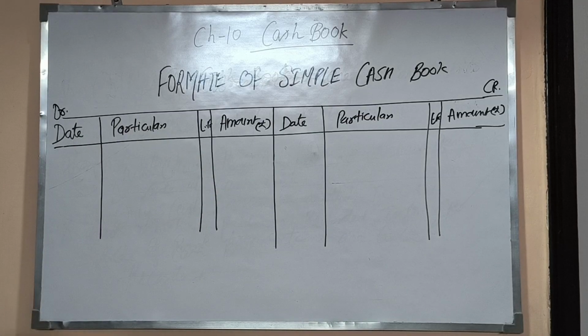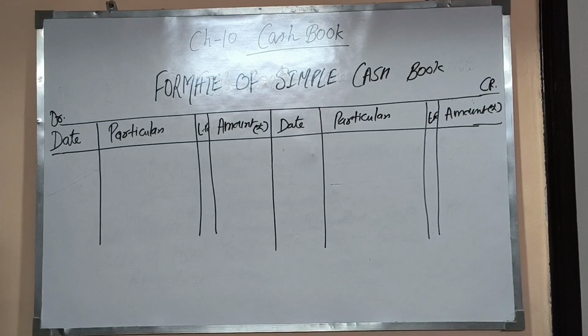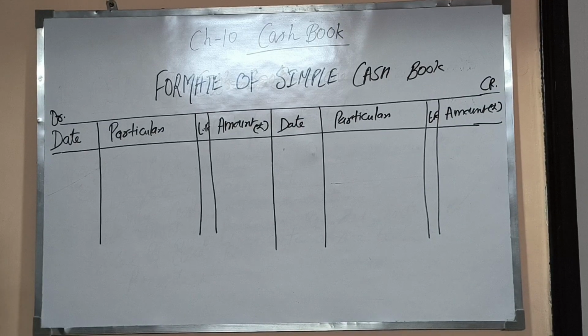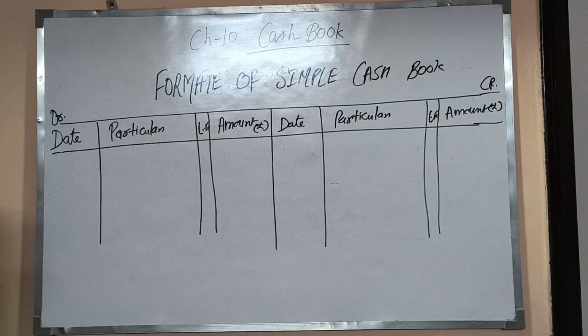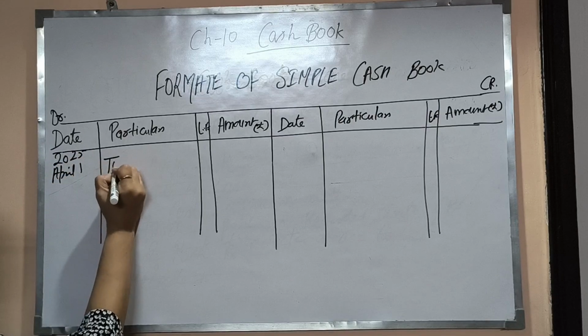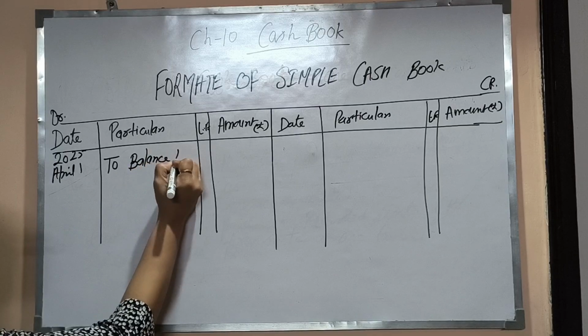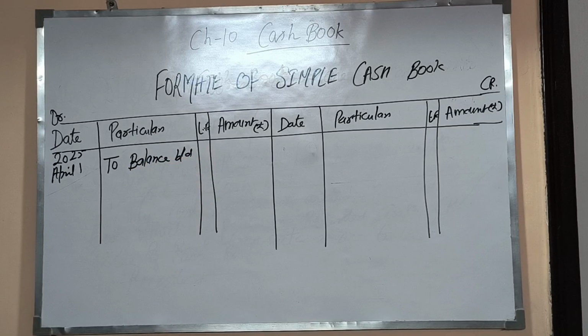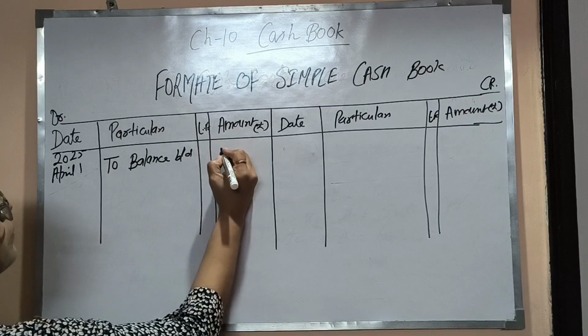Let us start example number 1 of T.S. Grewal. 1st April, cash in hand. First of all, cash in hand means the opening balance of this month. Cash is an asset, so it is entered into the debit side. So 2025, April 1st, to balance brought down, the opening balance, that is 25,000.